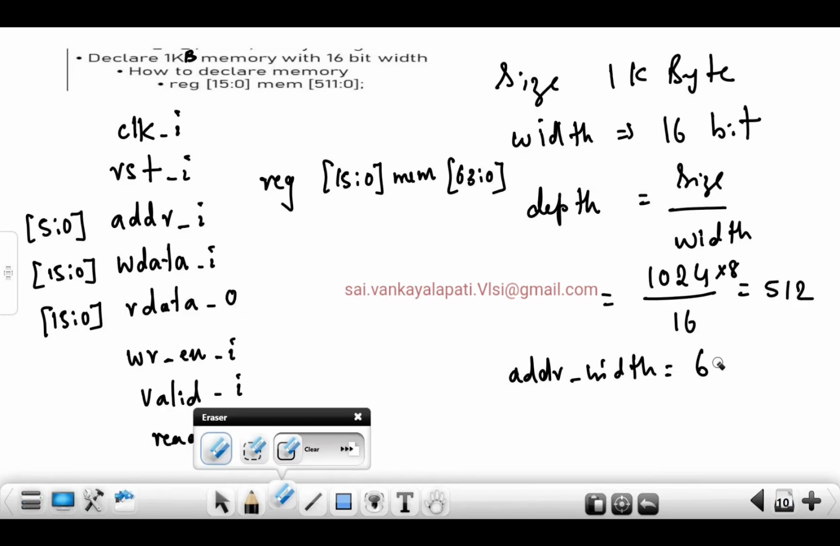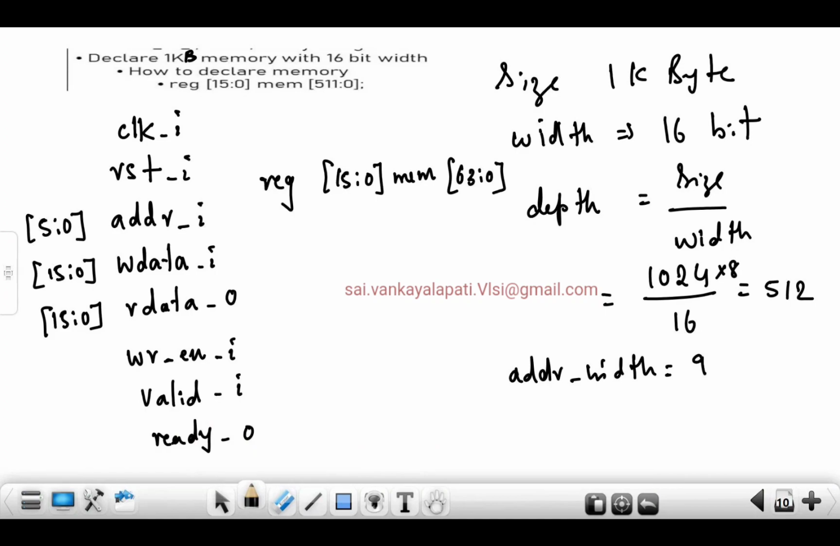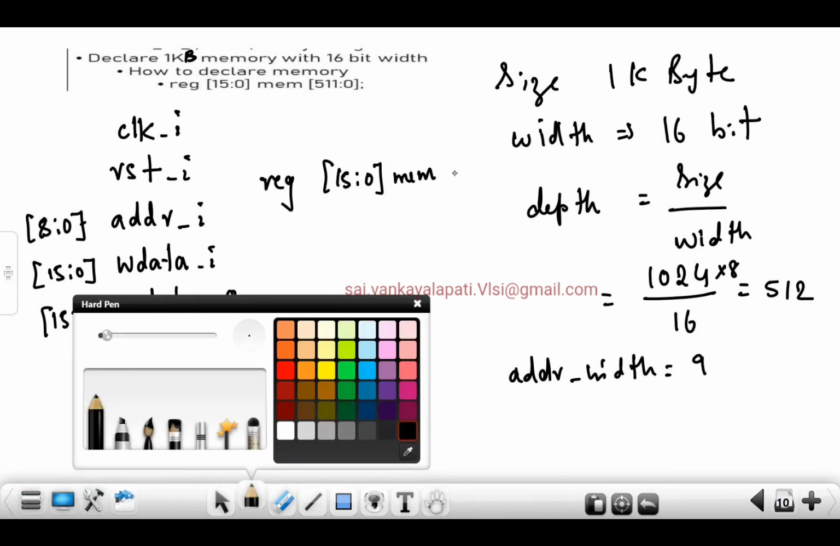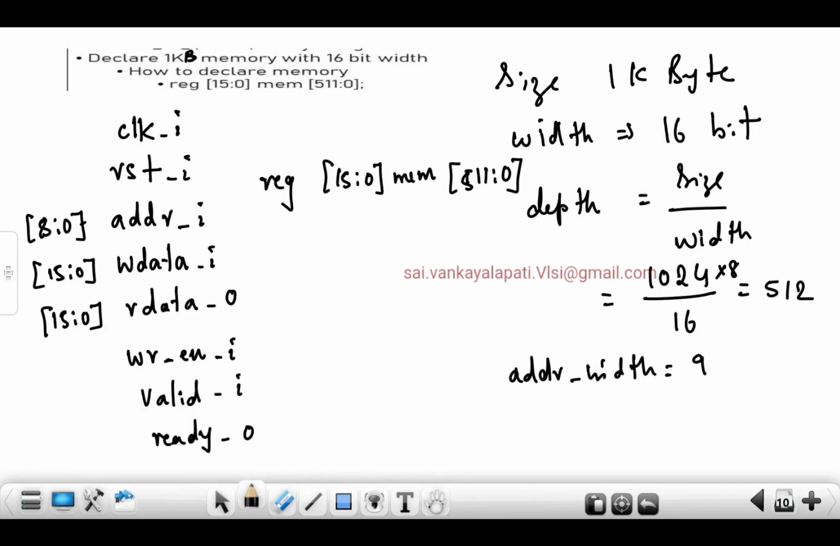Correct? This is 512, so what is the address bit? It's nothing but 9. The address bit is 9, which is 8 down to 0. The data is the same, 15 down to 0. And what is the memory depth? The memory depth is nothing but 512. Did you understand? Is it clear? This is an example.